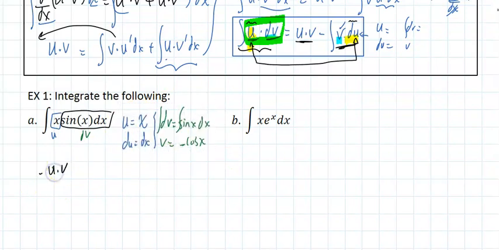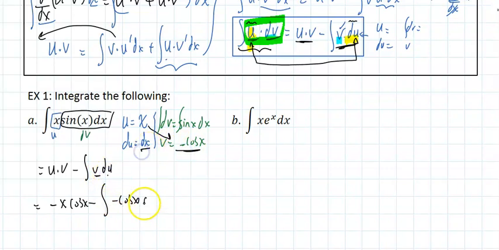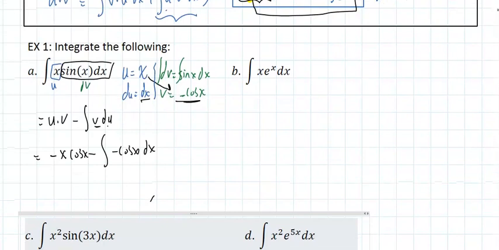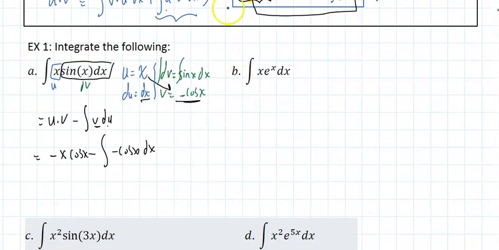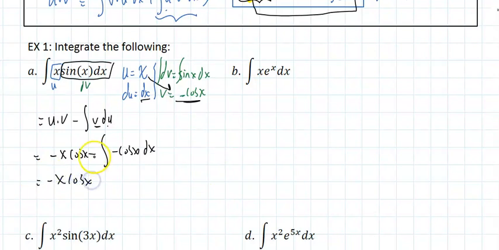That's going to be u times v minus the integral of v du. I suggest you memorize that. u times v is right there: x times negative cosine of x, minus the integral of v, there is v, du. du is dx. And do you notice what happened? I was able to eliminate the x out of the integral, and a negative and a negative will give a positive, right?